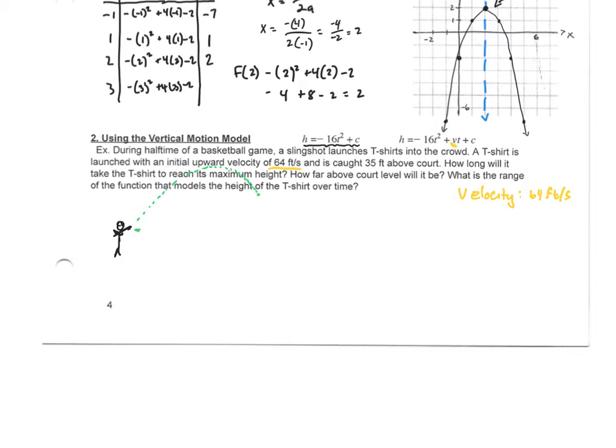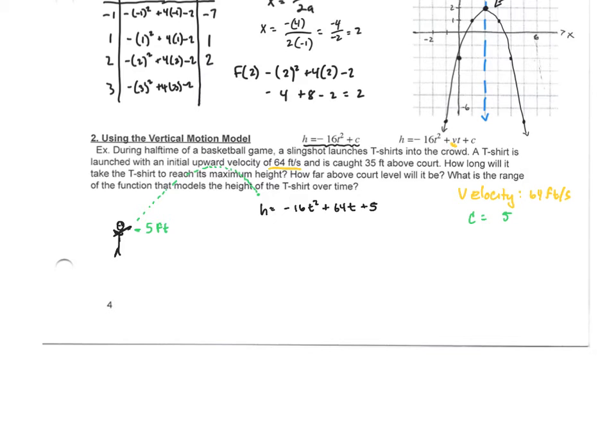We know the velocity, but we don't know the starting point. So let's just go ahead and call the starting point 5 feet. So then c is going to be equal to 5. And now as I put the equation together, I have my height is equal to negative 16t squared plus 64t plus 5. And there we go.